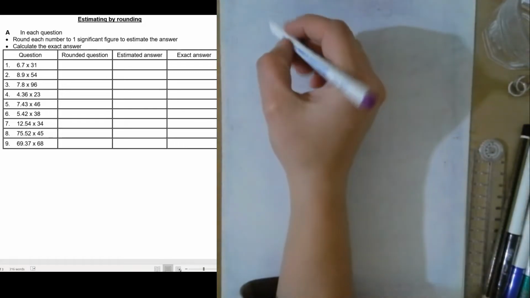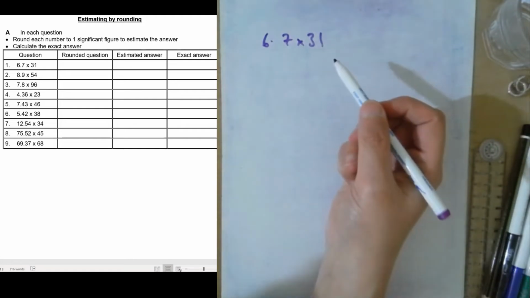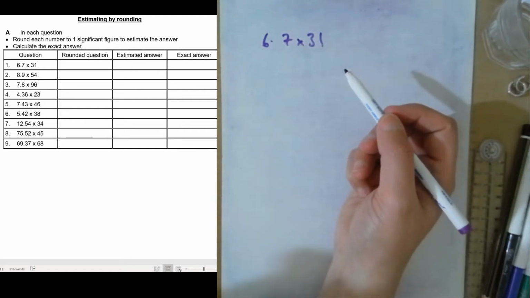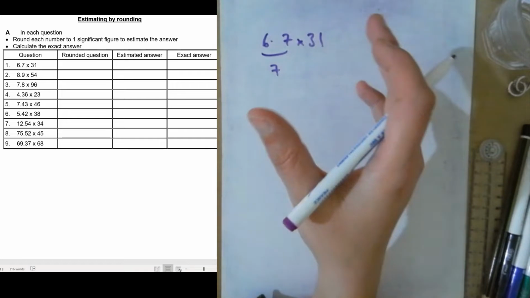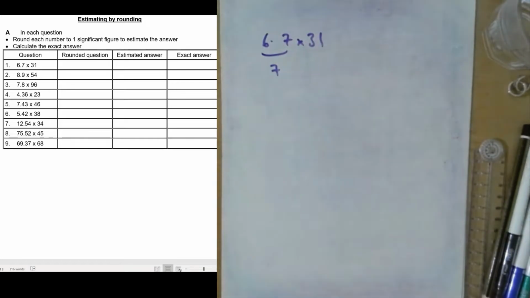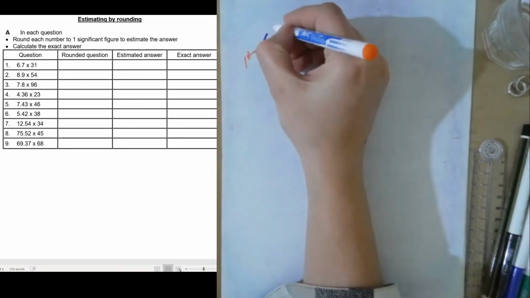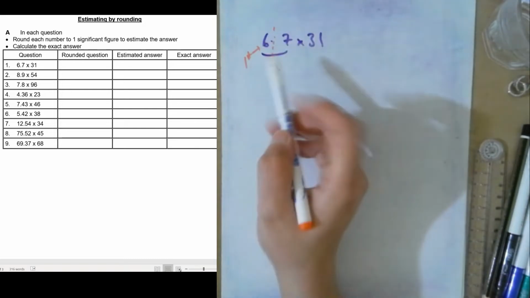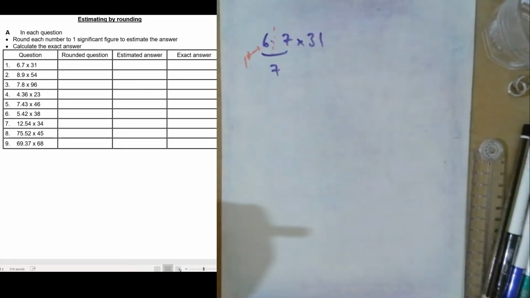So if you know your times table and you're able to find out stuff from factors, this should be relatively simple, okay? So if I look at the first one, I've got 6.7 times 31. Instead of 6.7, I don't really know my 6.7 times tables, but I do know my 7 times table, okay? So for 6.7, you need to round to one significant figure. I'd say, well, this is my first significant figure, so is that 7 going to make the 6 go up or stay the same? In this case, the 7 is going to make the 6 go up.